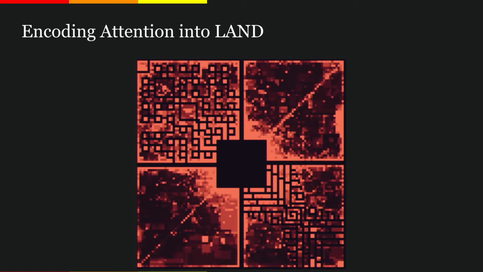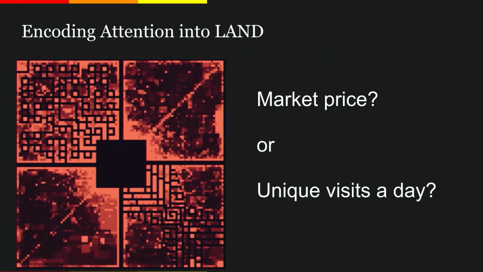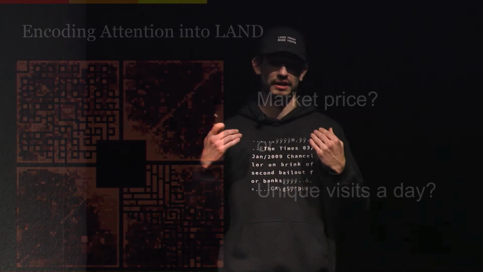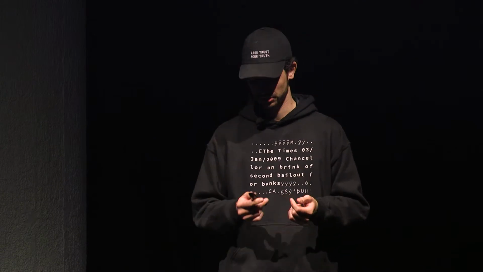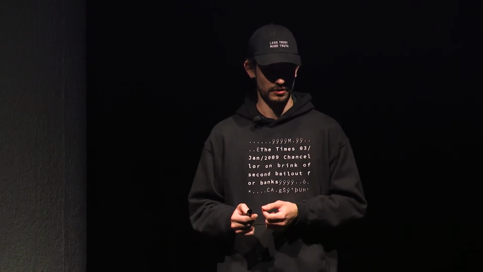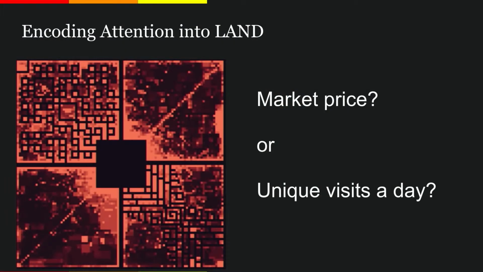So in some sense, when I show you this heat map, this is the main area, the central area of Decentraland. When I show you this heat map, is this the marketplace for a piece of land, or is it the number of unique visits that every parcel has? That's what I mean by having our NFT token land encoding the attention of all of our users. So it's a pretty unique NFT. I really like that idea.